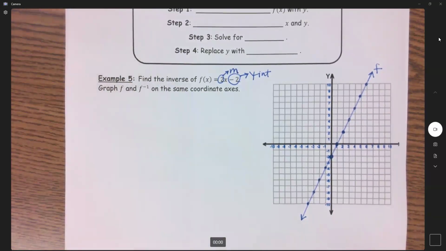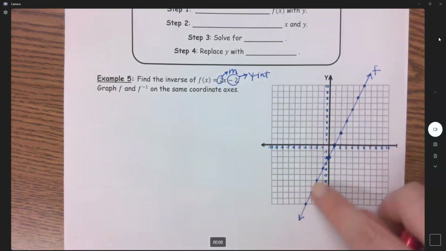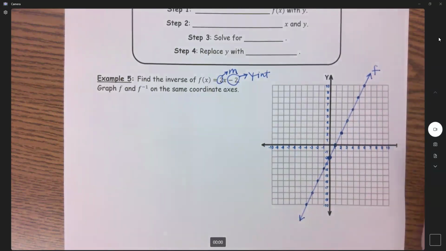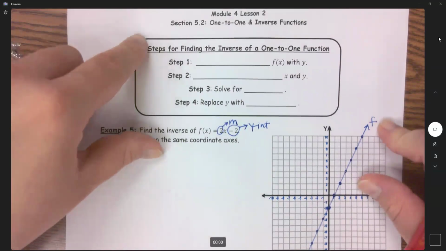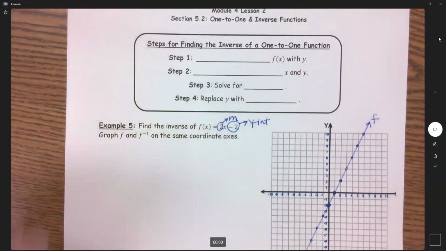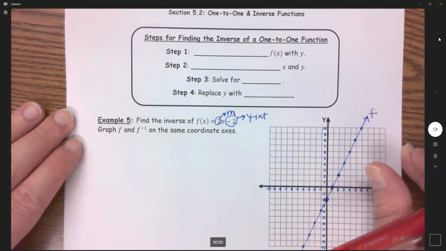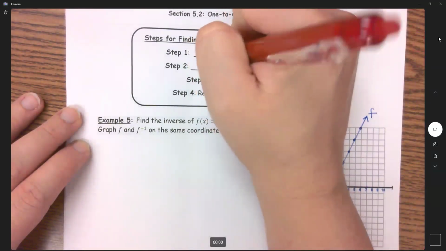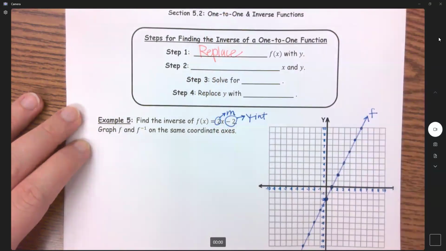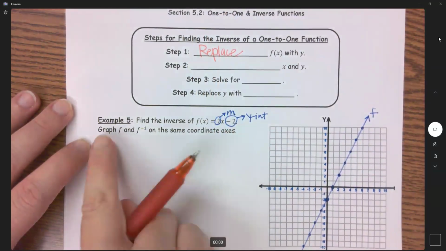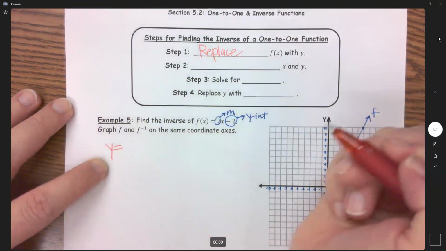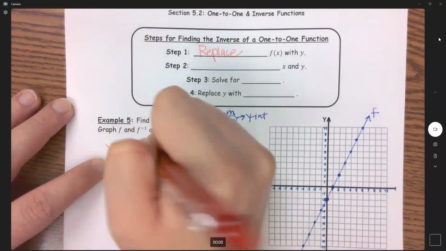Now, before we find this function, we could do what we did in the last video and just write down all of these ordered pairs and switch them. But this one's not too bad to graph by hand. So we're going to do these steps here. So the first step is to replace f of x with y. So instead of this being f of x equals, now I have y equals 2x minus 2.